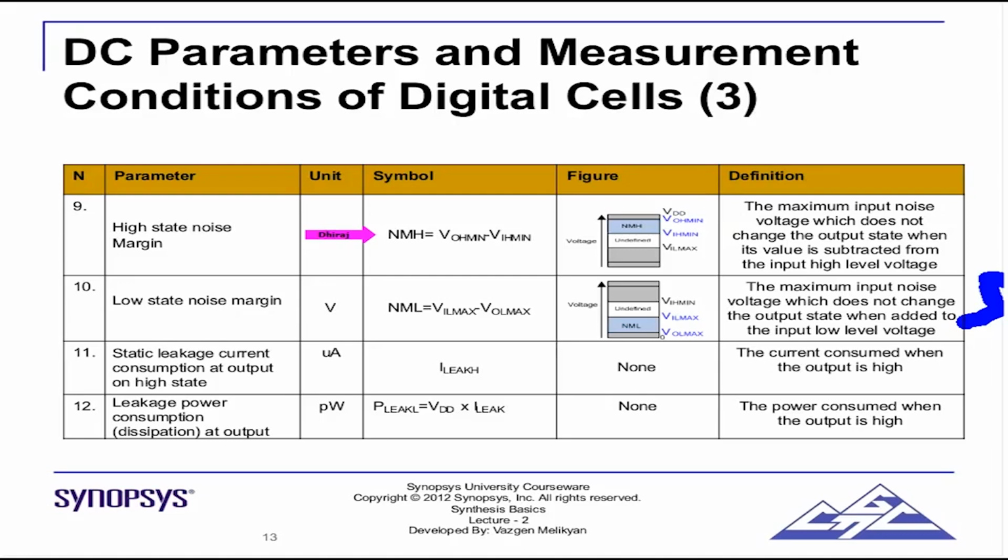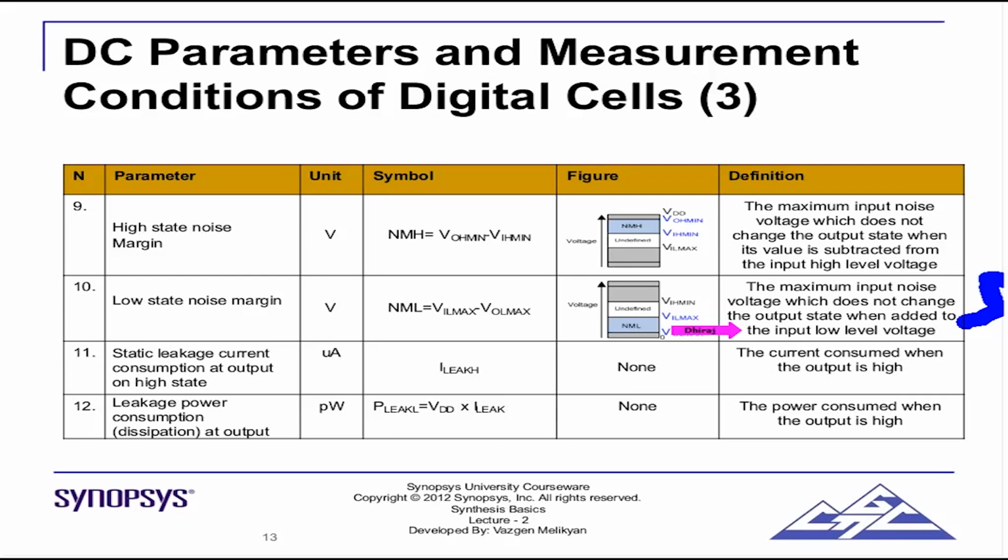Similarly, NML, the noise margin on the low side, is VIL max minus VOL max. The maximum input noise voltage which does not change the output state when added to the input low voltage. So on the higher side, any noise which causes the voltage to drop down from VDD is a noise. It might cause disturbance. On the lower side, any noise which causes VSS, that is zero value, to be increased, and if it does not increase beyond NML, we are fine.